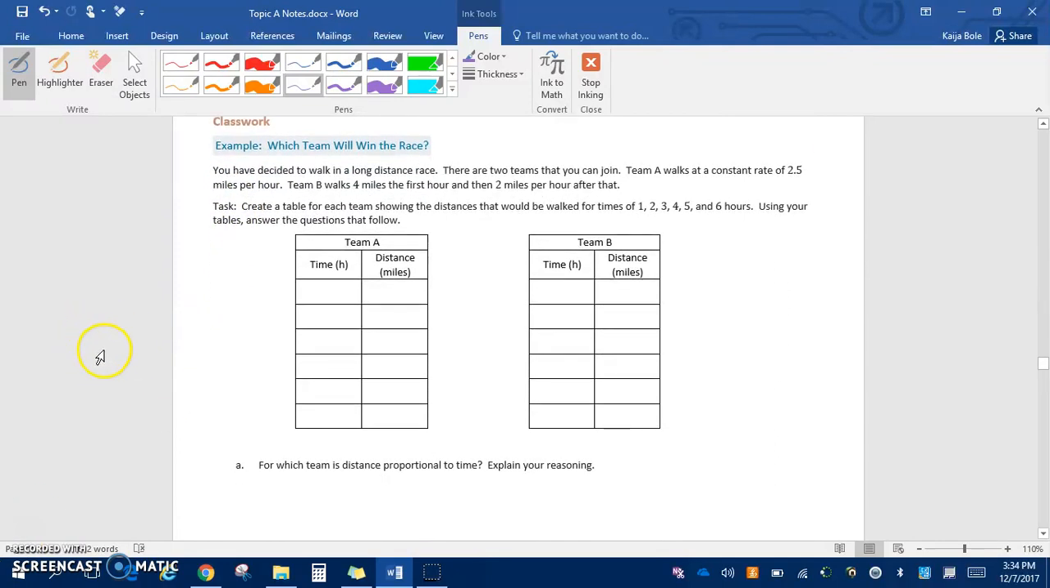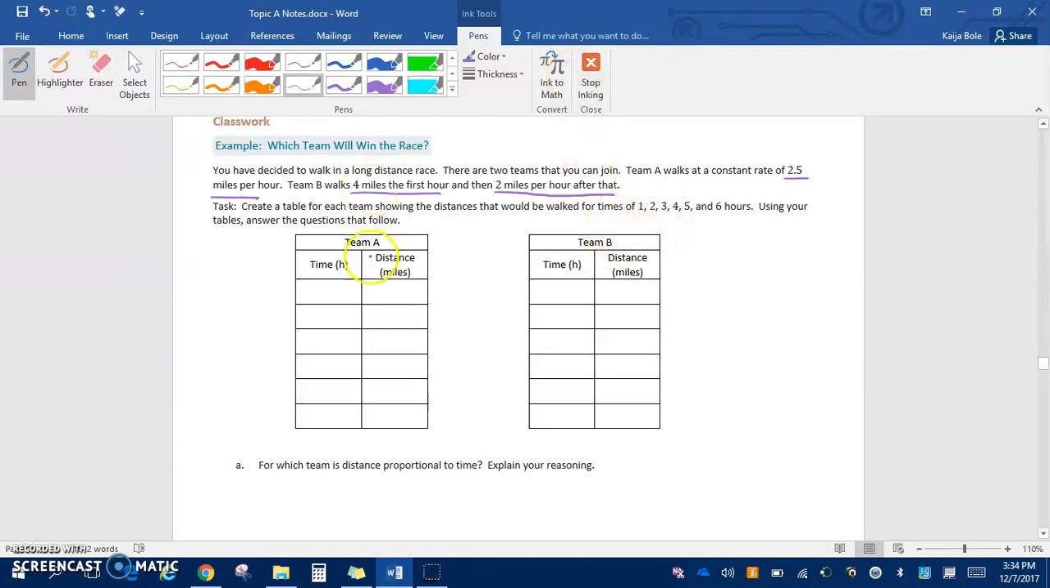It says, you have decided to walk in a long-distance race. There are 2 teams that you can join. Team A walks at a constant rate of 2.5 miles per hour. Team B walks 4 miles the first hour and then 2 miles per hour after that. So it says to create a table for each team showing the distance they would walk for the times of 1, 2, 3, 4, 5, and 6 hours.